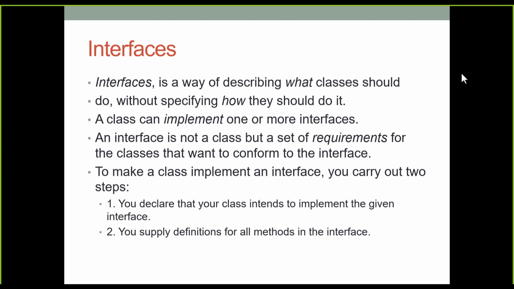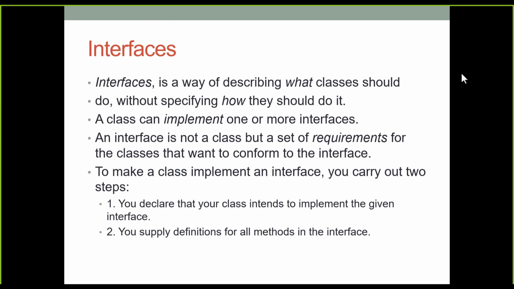So again, an interface is a way to define what classes should do without specifying how they should do it. And a class can implement one or more, or of course zero. A class does not have to implement an interface, but if you want, you can implement as many interfaces as you want. For inheritance, there is only one superclass. For interfaces, you can implement as many as you want.